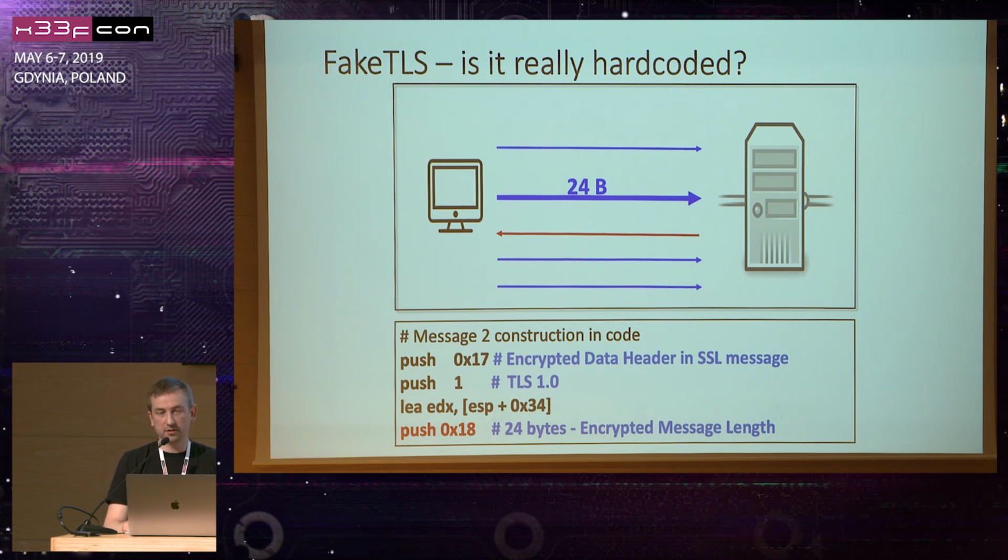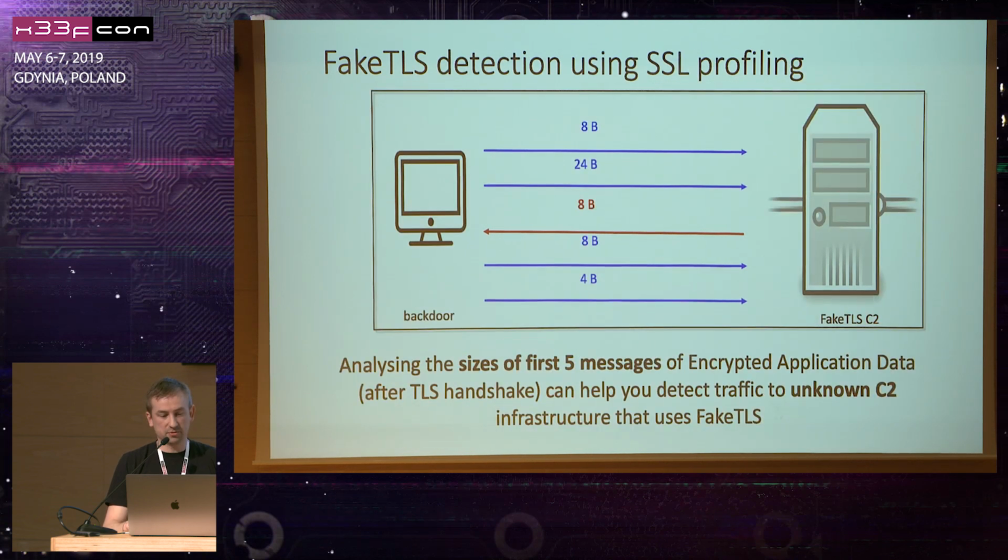About this fact, we can prepare a kind of SSL/TLS profiling. We can prepare TLS profiles to detect those kinds of communications. If we only analyze the sizes of the first 5 messages of encrypted application data which occur after the TLS handshake, it can help us detect traffic to a known C2 infrastructure that uses the fake TLS.